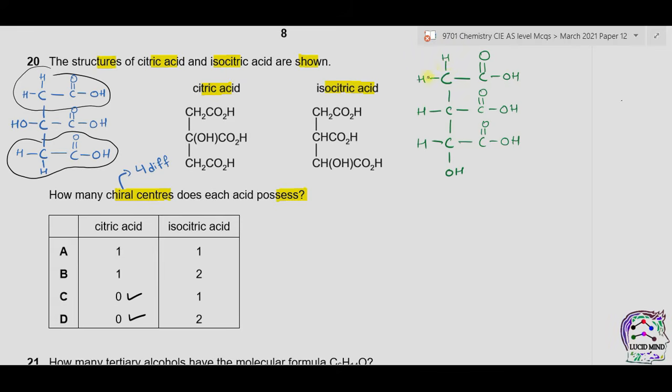Now first carbon is having similar atoms, so therefore this is not chiral. None of the carbonyl carbon is chiral. On this carbon we can see we have hydrogen, carboxylic acid functional group. This group and this group are different, so therefore this carbon is chiral. Now with the last carbon we can see we have 1 hydrogen, 1 OH, 1 carboxylic acid group, and this is the fourth group that is attached. As all 4 are different, so therefore this carbon is also chiral. So we have 2 chiral centers in isocitric acid. Answer is therefore D.